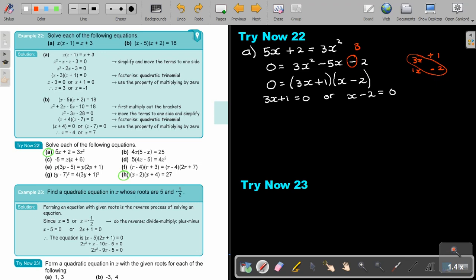So 3x plus 1 equals 0, or x minus 2 equals 0. So in this case, I will get 3x equals negative 1, x equals 2. I divide by 3, I divide by 3. So therefore, x is minus a third, or x is equal to 2. Okay, I'm just going to make space for number H.